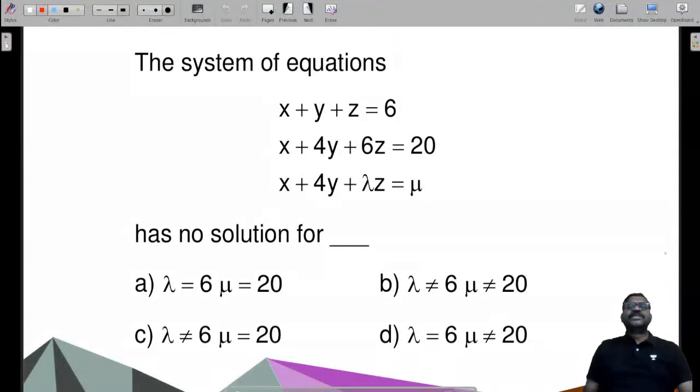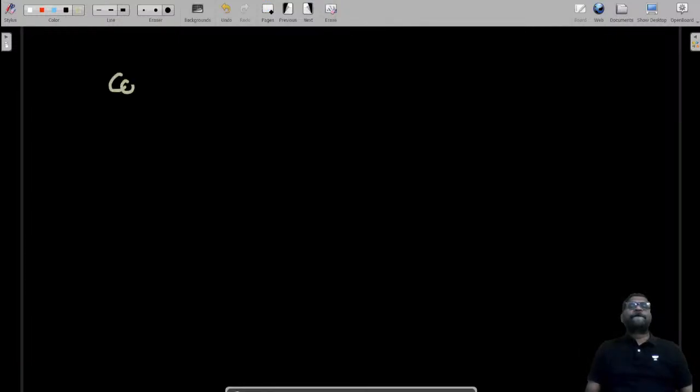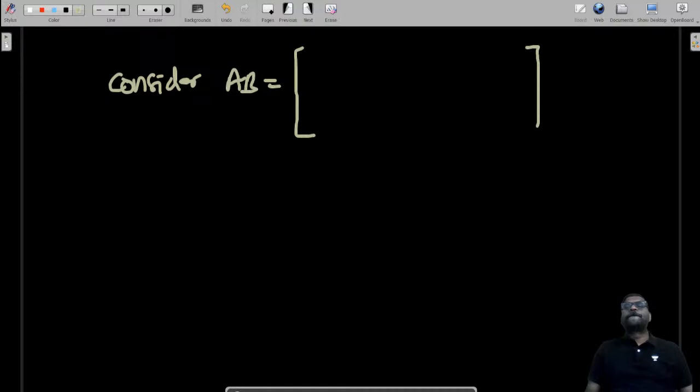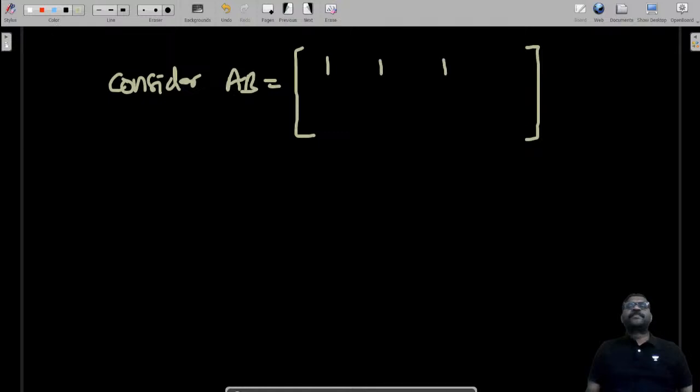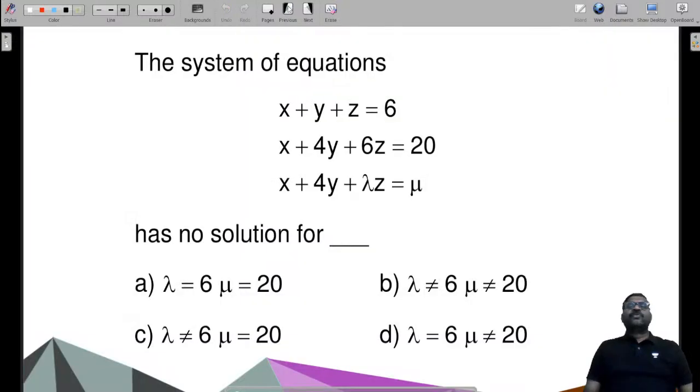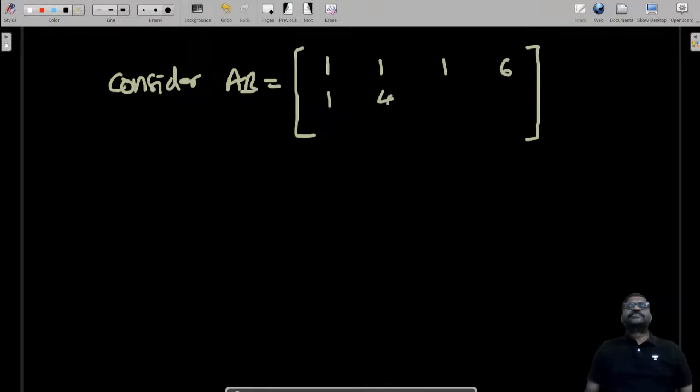Observe next column. The system of equations has no solutions for. First you have to consider augmented matrix AB. 1, 1, 1, 6. 1, 4, 6, 20. 1, 4, lambda, mu.